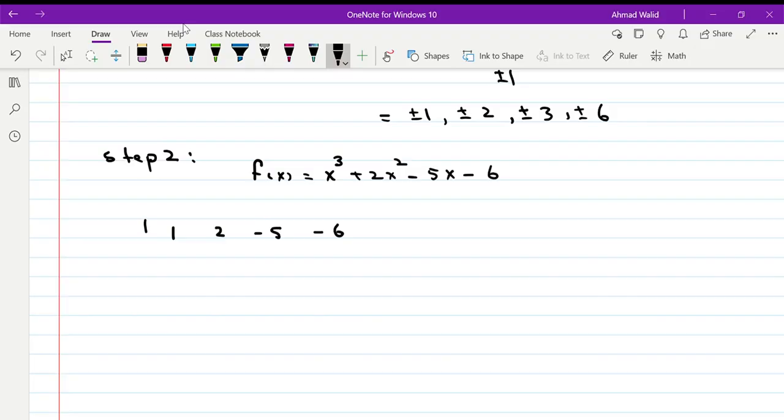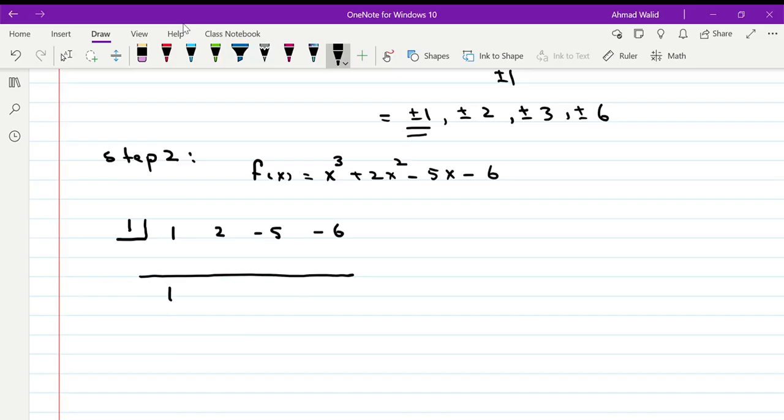What I do here, I'll choose one of the possible zeros and do the synthetic division. Let's choose, for example, positive 1. Correct? How to do the synthetic division? Divide your polynomial function by the possible zeros and see the remainder of which possible zero becomes 0. That's the actual zero. Correct? Let's do synthetic division. We know how to do that.